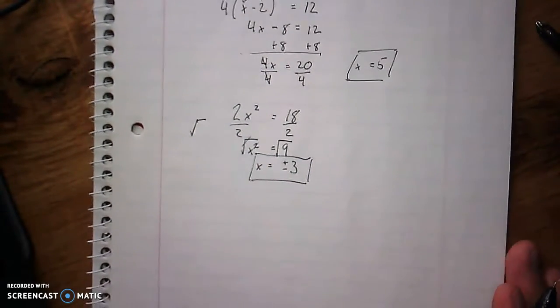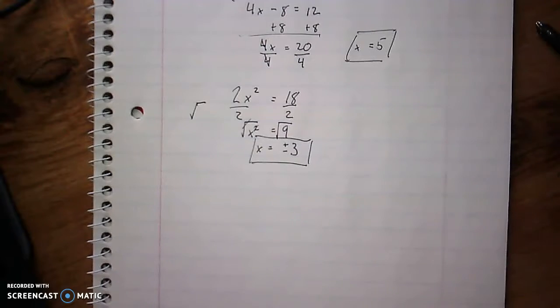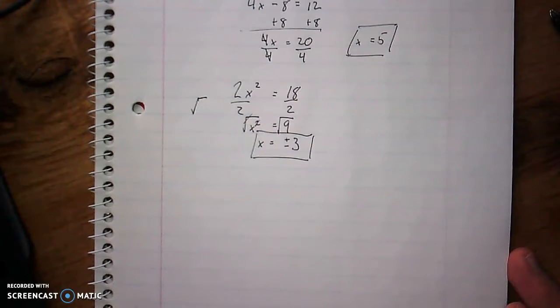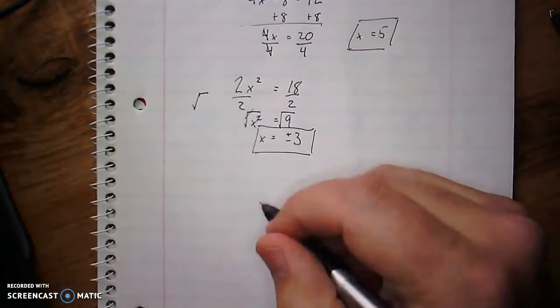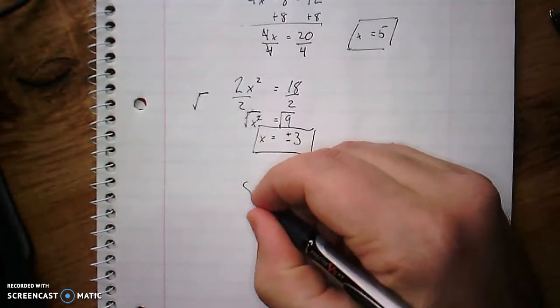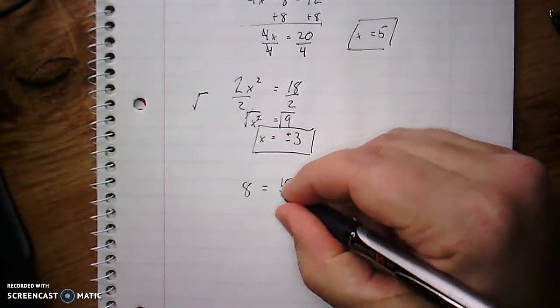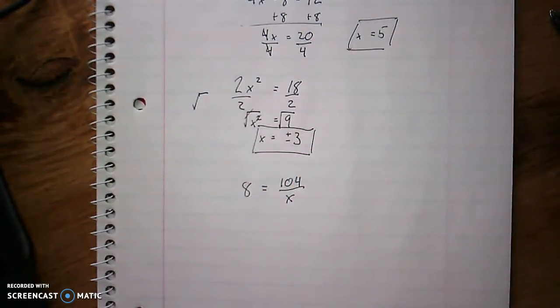Right. And the last example problem we're going to do is going to seem relatively simple in terms of setup, but it's going to be very, very different in terms of how we actually solve it. Now, the last equation we're going to deal with is simply 8 is equal to 104 divided by x. Now, this time we have the x in the denominator. We've not seen that before.